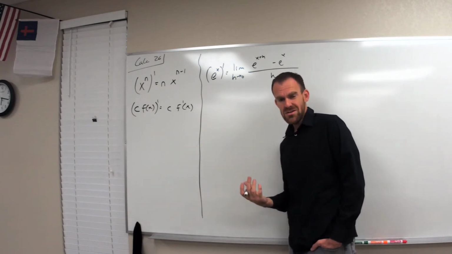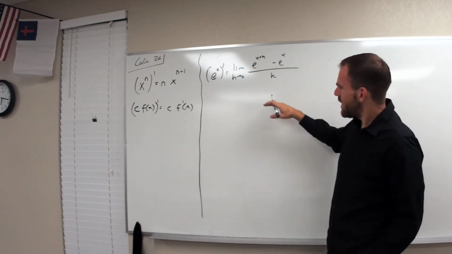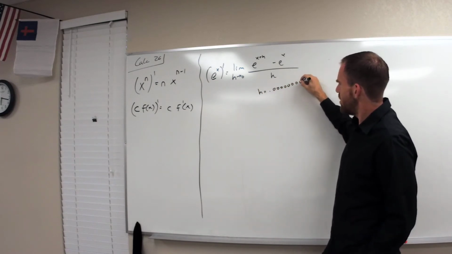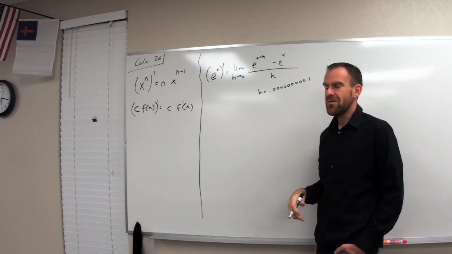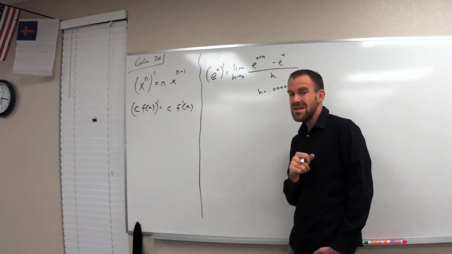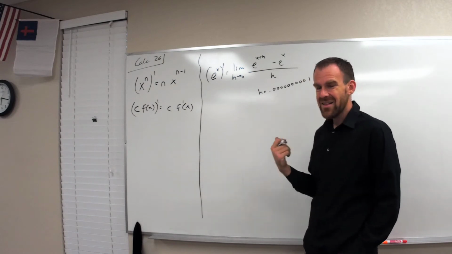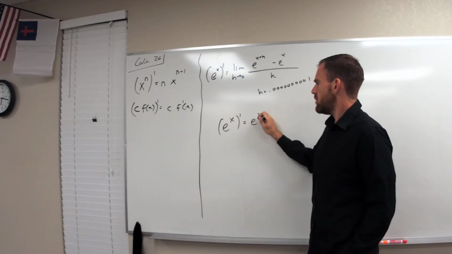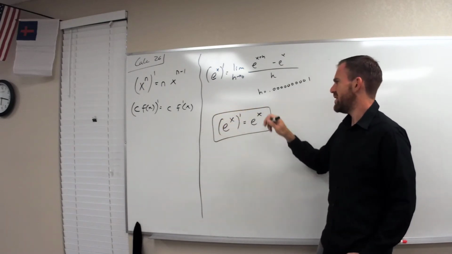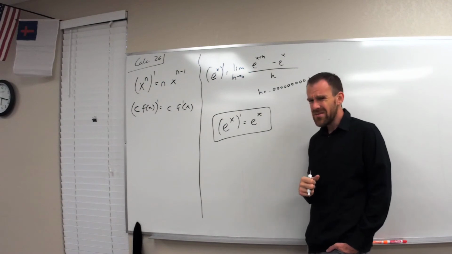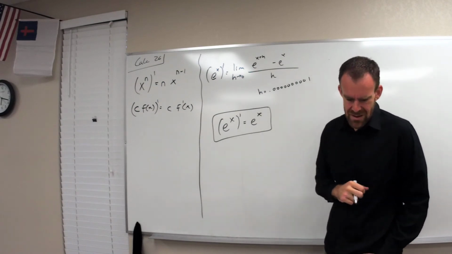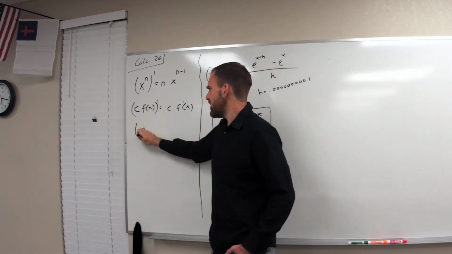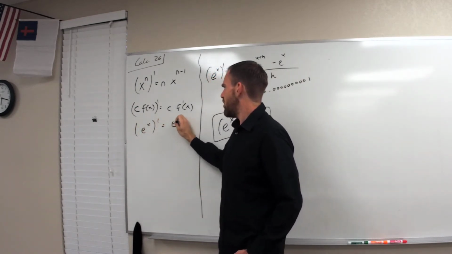And so what I would encourage you to do is plug in for h a really small number, and then graph this function. What you're going to see is actually pretty cool. It looks exactly like e to the x. So in fact, the derivative of e to the x is itself. That's kind of weird, but that is true. So I'll add it to our list of derivatives over here that you should know.